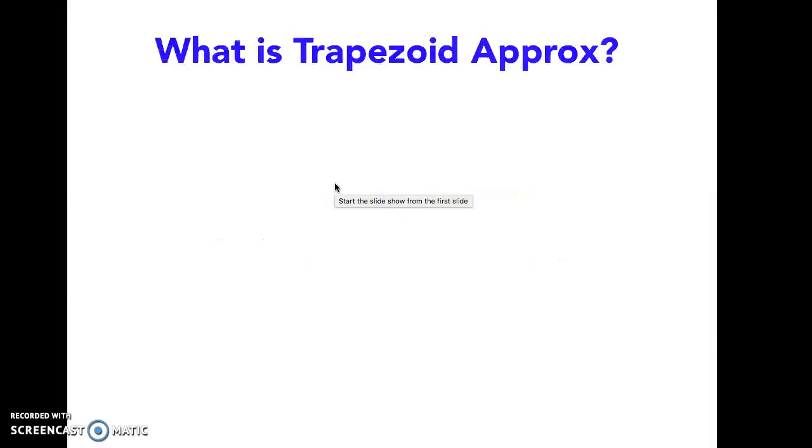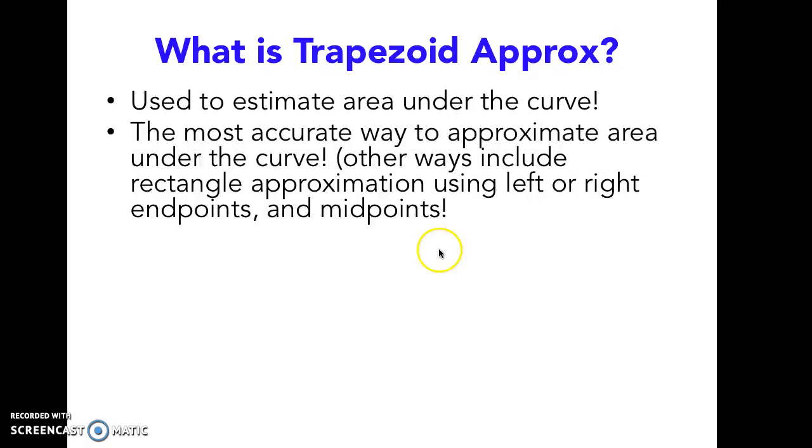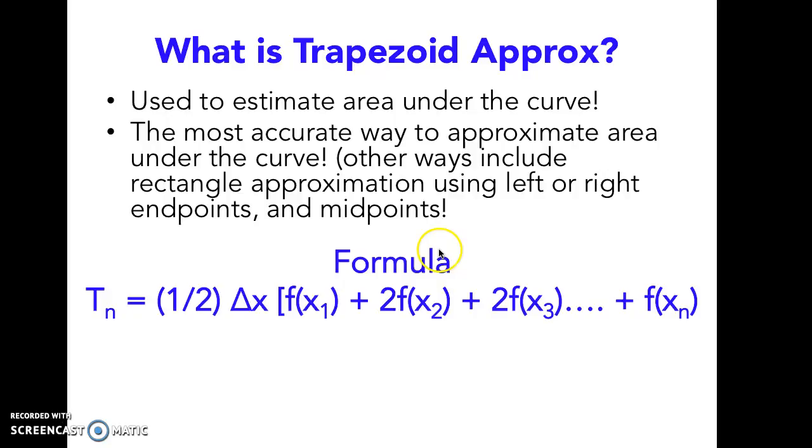What is trapezoidal approximation? Well, trapezoidal approximation is used to estimate the area under the curve, and this is before we know how to do integrals. The most accurate way to approximate the area under the curve is trapezoidal approximation, and other ways include rectangle approximation.